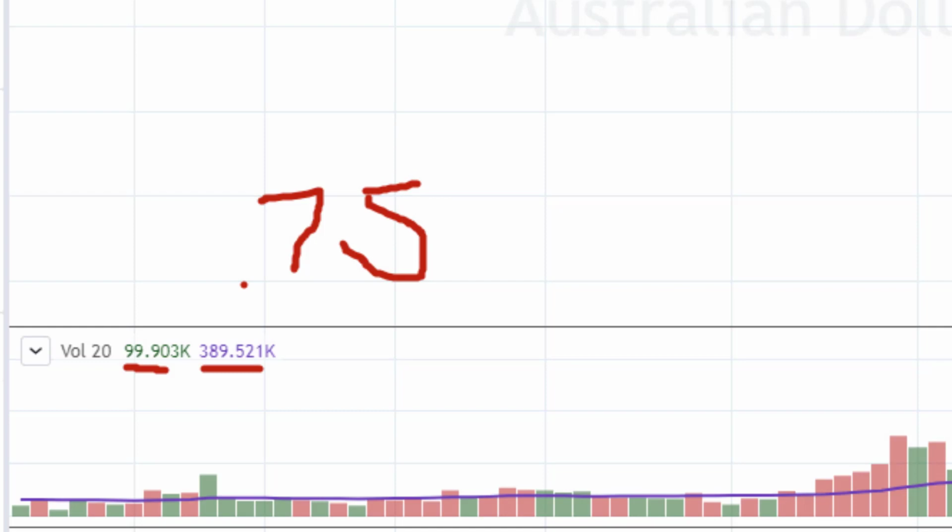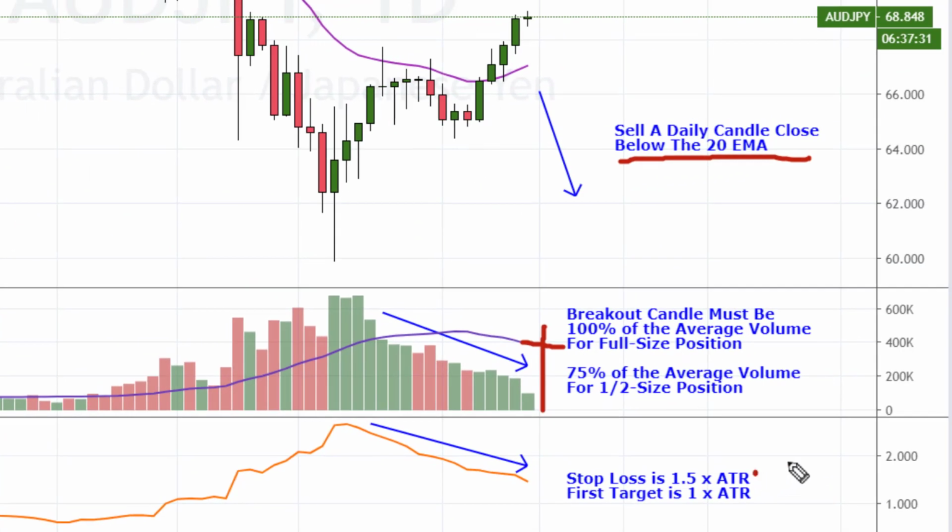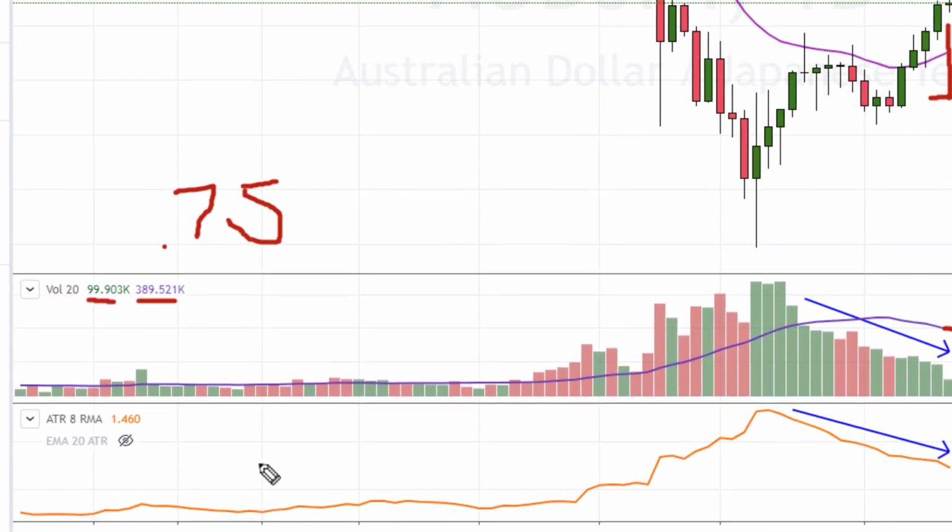The stop loss is 1.5 times the ATR, and the first target is 1 times the ATR. So what that means is, when this breaks down here, we get a candle close below that 20 EMA. That will be our sell entry. On that day, take a look down here at the ATR.